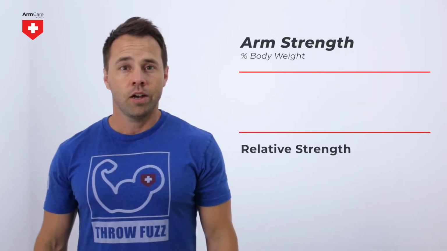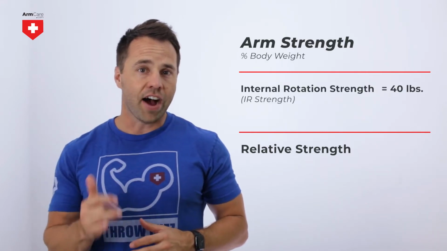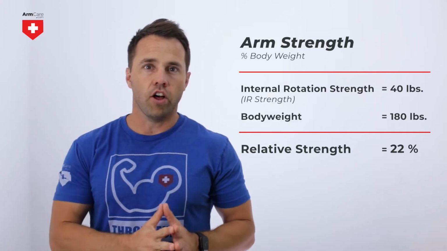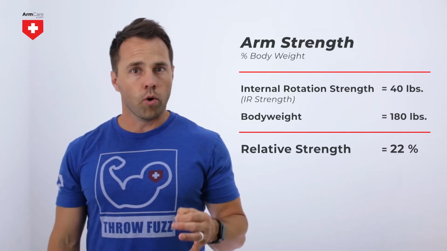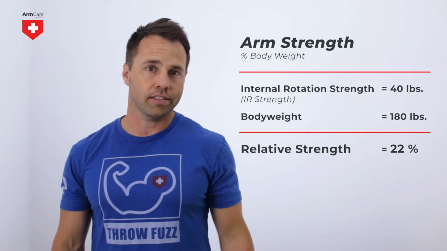Your arm strength scores are shown as relative strength, which takes the strength for a specific test, measured in pounds, and divides it by a player's body weight. Relative strength is important for health. As the body grows, throwing arm strength must also increase to improve resistance to strains and sprains.